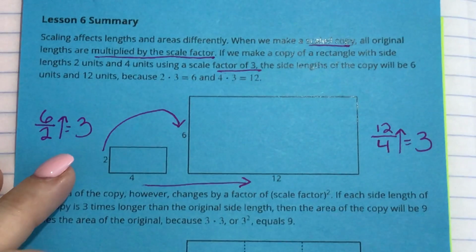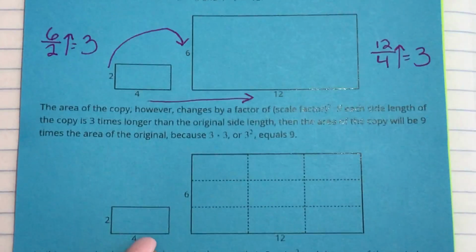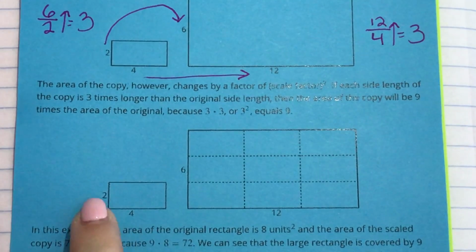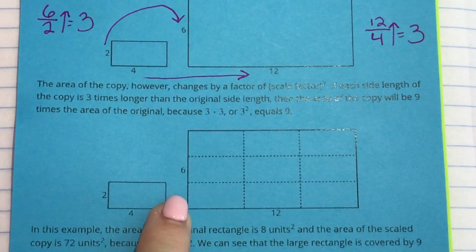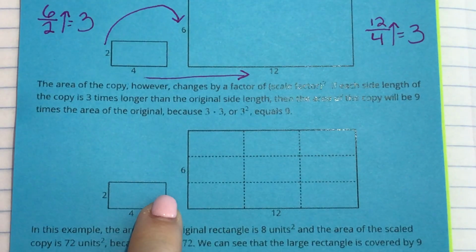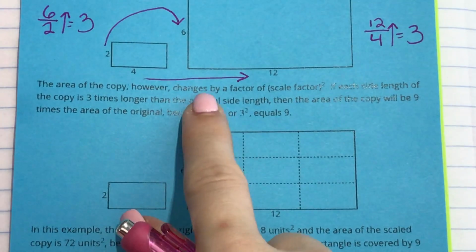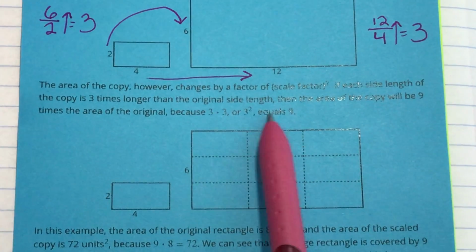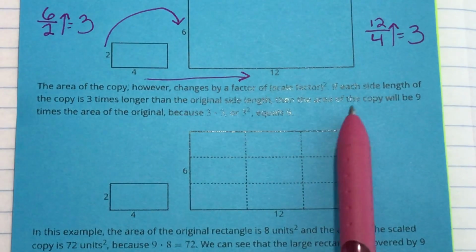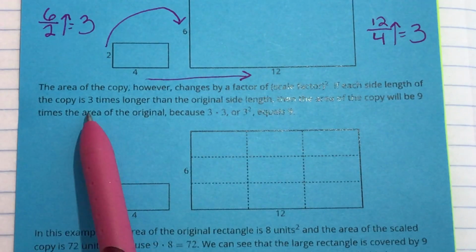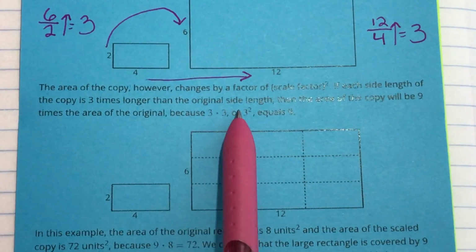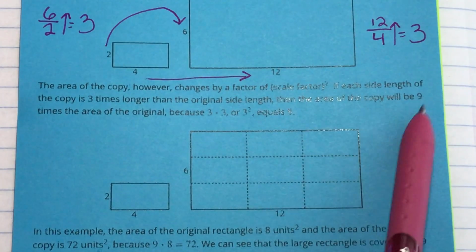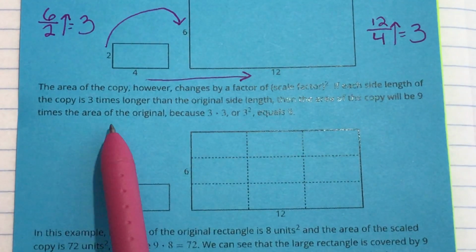So if the area, just look right here, the area is 8, yes, but I want you guys to look at this main part right here. It changes the factor of scale factor. So if each side length of the copy is 3 times longer than the original length, then the area of the copy will be 9 times the area.